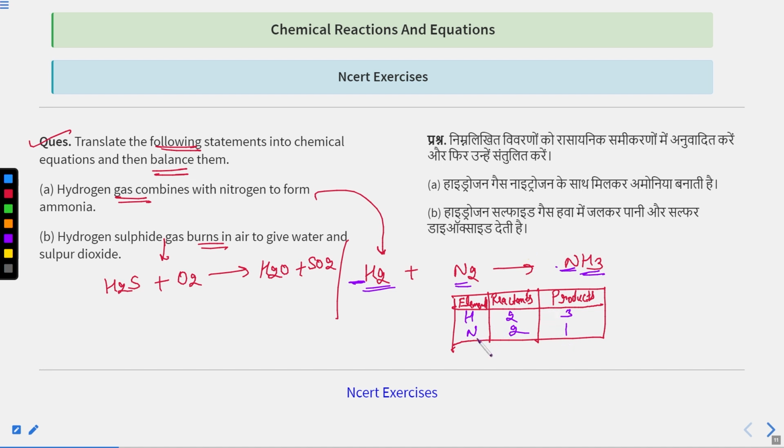Suppose you want to balance the nitrogen. How can we balance nitrogen? You can put a 2 here. This is a hit and trial method. You can make a hit and then check whether it is balanced or not. If it is not balanced, you can make another hit, then check.